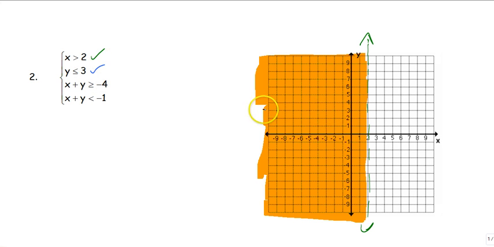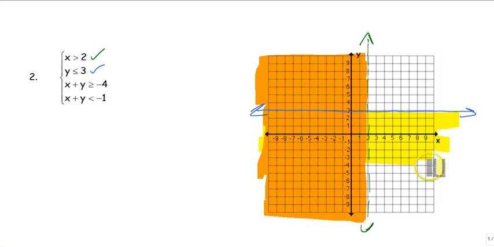Alright, y is greater than 3. Well, y is at 3 here. It's a solid line because of the fact that it is equal to. y is greater than 3. Well, 0 is not greater than 3, so I'm going to shade false, which is down. I'm shading down because it's not greater than 3. So that's everything here.